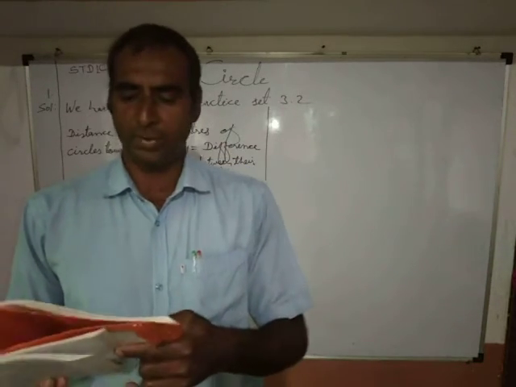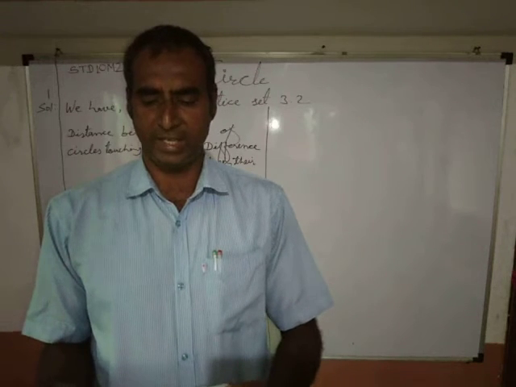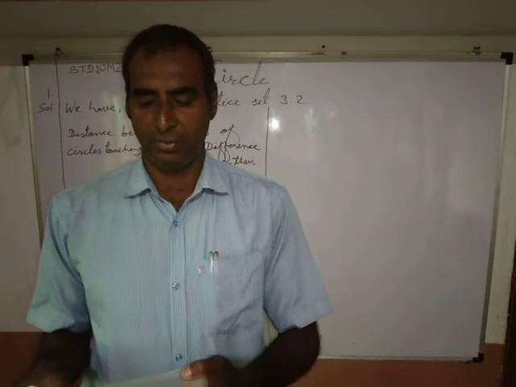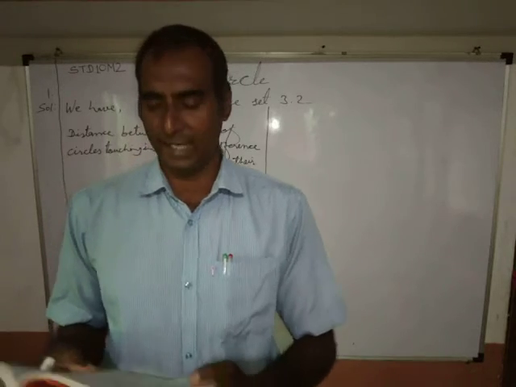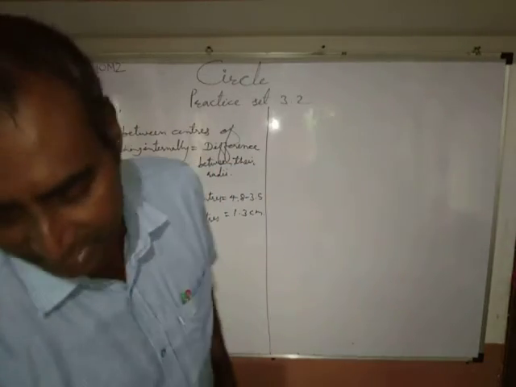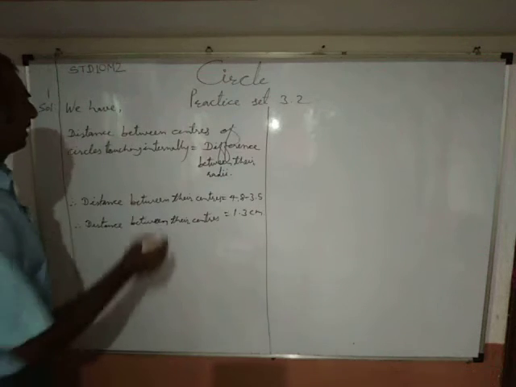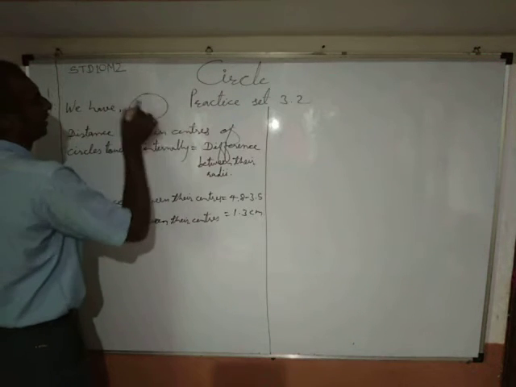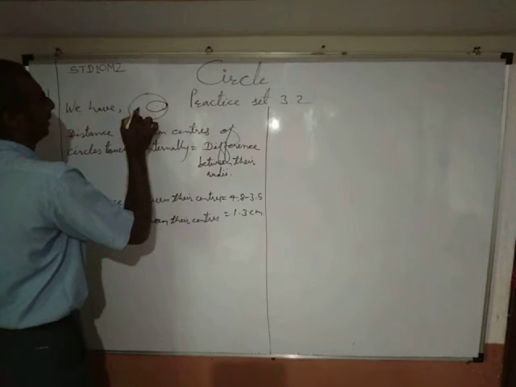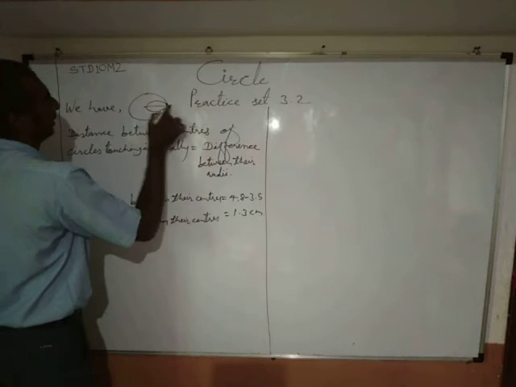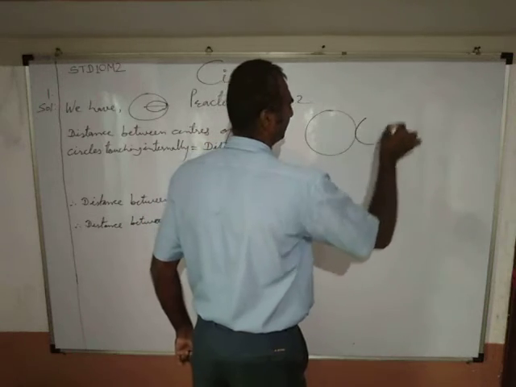Let's see question second. Two circles of radii 5.5 centimeter and 4.2 centimeter touch each other externally. Find the distance between their centers. Yes, it is exactly like the first question, but the difference is in this case circles touch each other externally. Here was a case of circles touching internally, and now here is a case of circles touching externally.